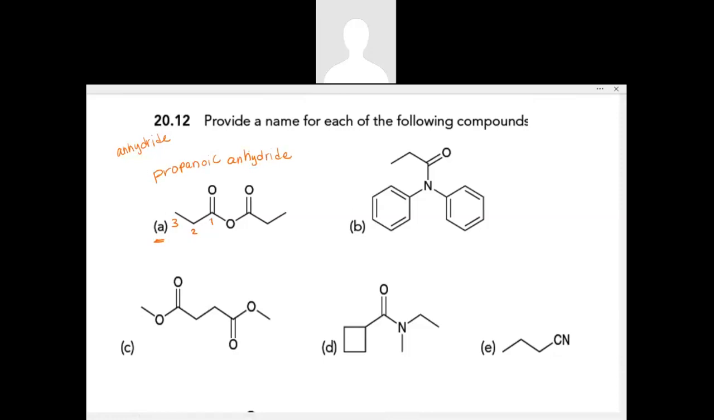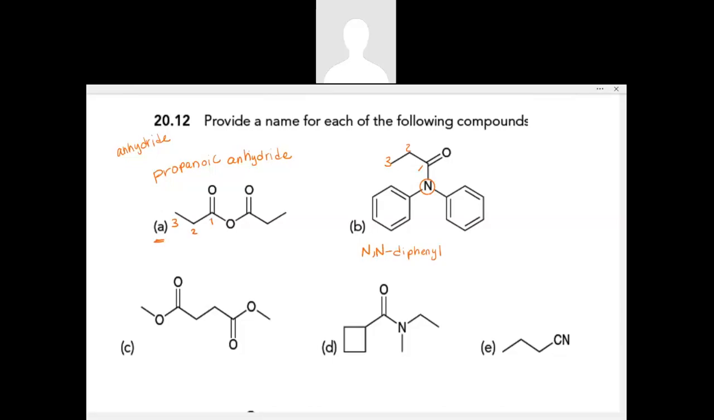Now in compound B, we see this is an amide, but we're going to name it as a corresponding carboxylic acid. So we see these 2 phenyl groups. We're going to name these as substituents on the nitrogen of this amide here. But the parent would be, again, a 3-carbon propanoic or propionic acid. So when we name this final compound, we're going to have to give a locant of N,N for both of those phenyl groups. So we would call this diphenyl.